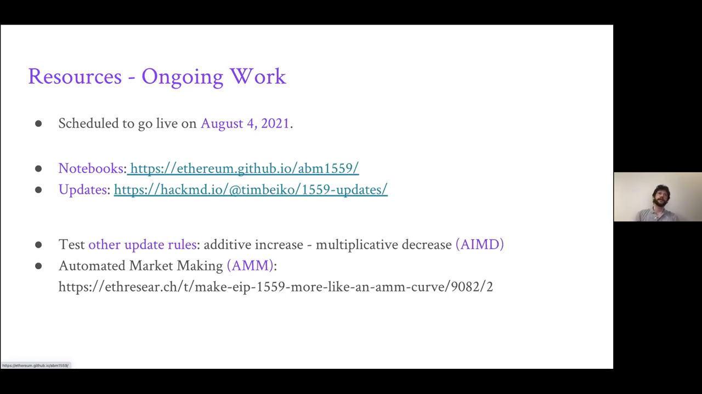Okay. As I said at the beginning of the talk, this is a very interesting work because EIP 1559 is scheduled to go live on August 4th.